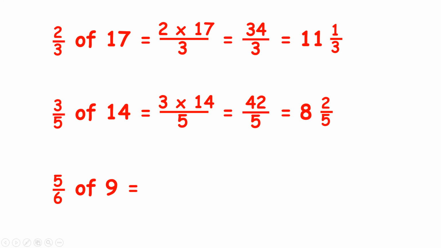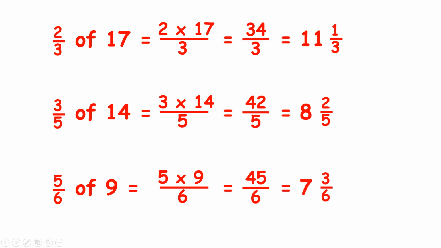Now 5/6 of 9. We do 5 times 9, and then we're going to divide by 6. Well, 5 times 9 is 45, and 45 over 6 as a mixed number is 7 3/6, which we could simplify to 7 1/2.